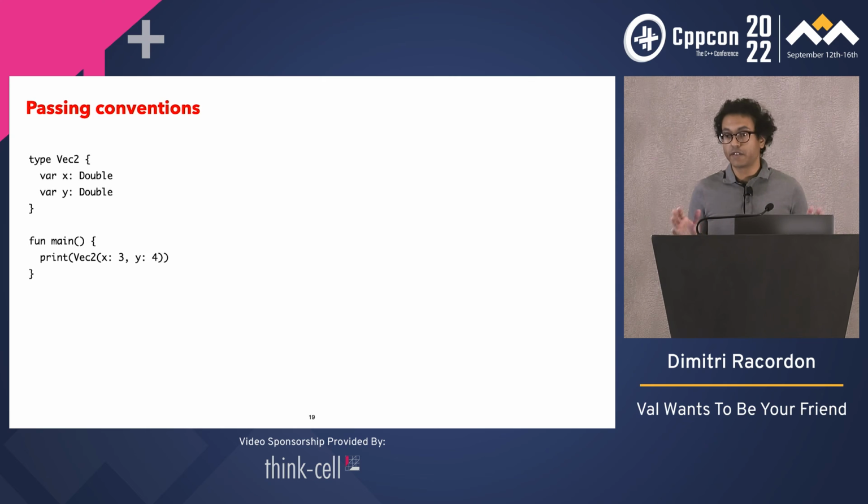Obviously, pass by value is not a one-size-fits-all solution. So Val offers other parameter passing conventions to express different intentions at function boundaries. These passing conventions are at the core of Val. They let us safely express 99% of the low-level bit pushing you can do in C++. So let's illustrate with a running example.